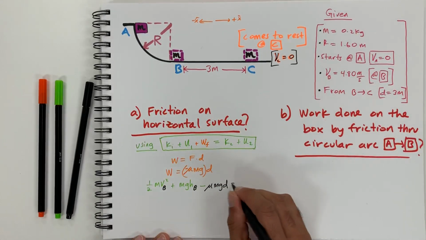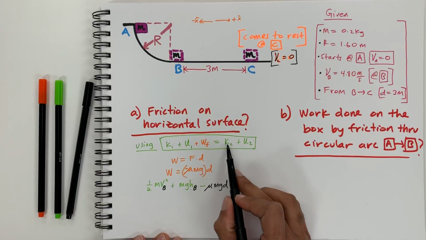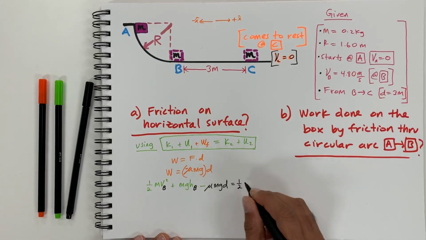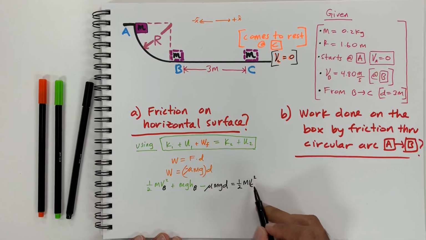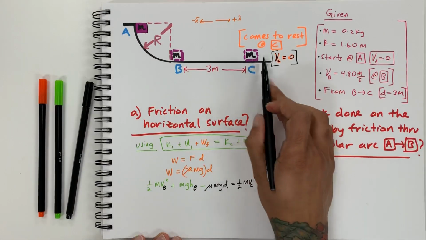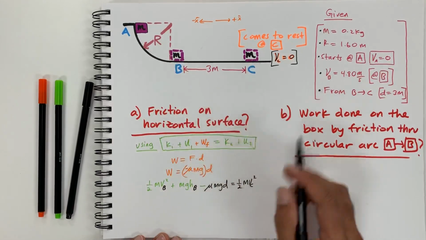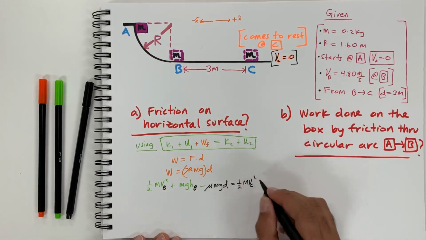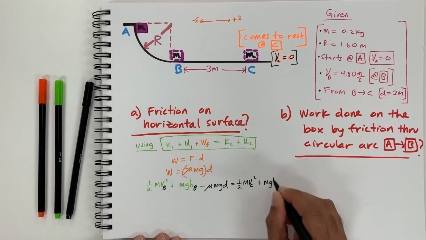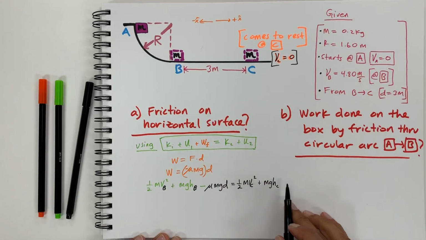And then on the other side, we're going to have kinetic energy final. So 1/2 mvc squared. So the final velocity is going to be here at C. We're going on the horizontal from B to C. And then finally the potential energy plus mg and the height at C.